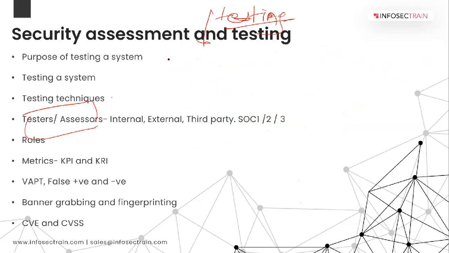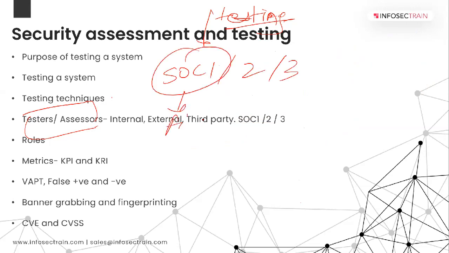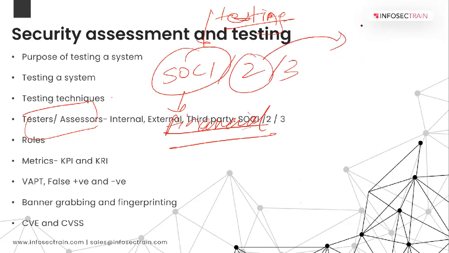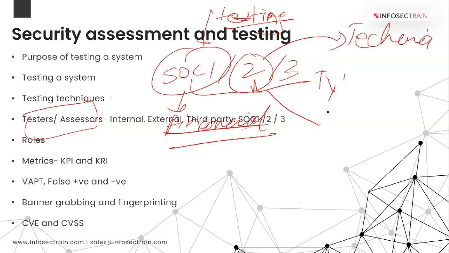Now coming to SOC reports, which is Service Organization Controls report. SOC reports can be of three types: 1, 2, 3. SOC 1 is financial in nature, so that is of no interest to us. SOC 2 is your technical controls, and that is where we are interested. Both SOC 1 and 2 can be of two types: type 1 and type 2.